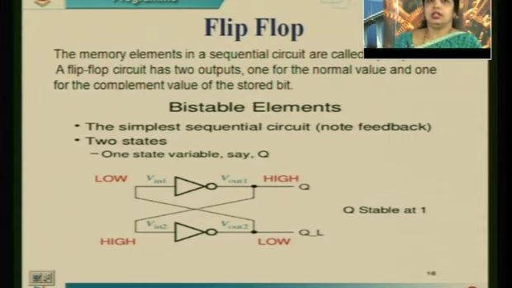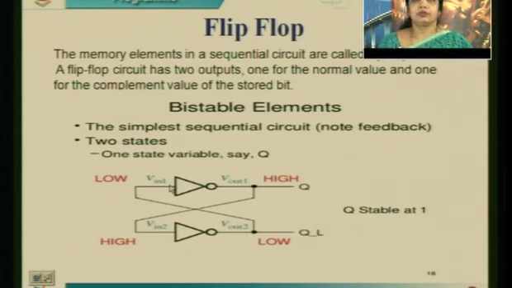So two inverters or two NOT gates are connected through a feedback. This is the input to the NOT gate, and this is the output of the NOT gate. We have two gates over here, an upper NOT gate and a lower NOT gate. The output of the upper NOT gate is connected back as an input to the lower NOT gate. Similarly, the output of the lower NOT gate is connected to the input of the upper NOT gate. So we have a crisscross connection. This crisscross connection is called feedback.